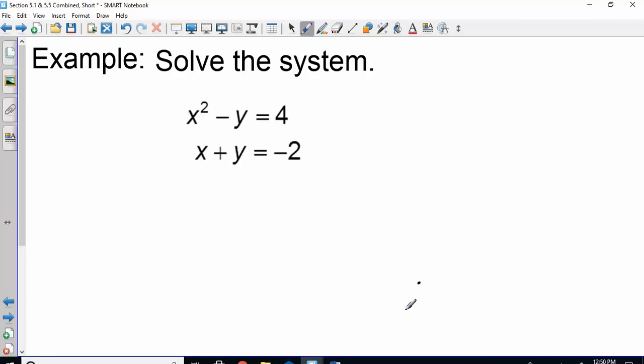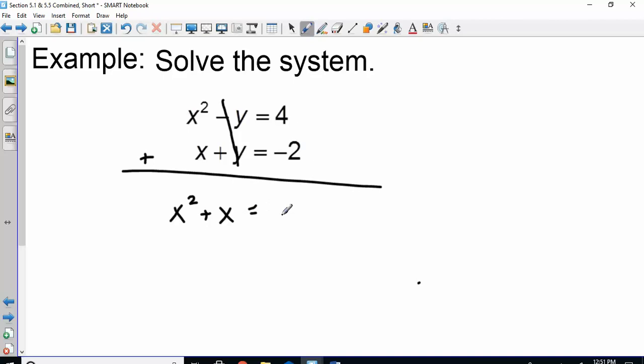Let's get rid of the y, since at least the x and the x squared are the same variable. So I could easily do that here. This is already set up for my elimination to work if I just add these. Negative y and positive y cancel. I can't add x squared plus x, so I just have to keep that. 4 plus -2 is 2.